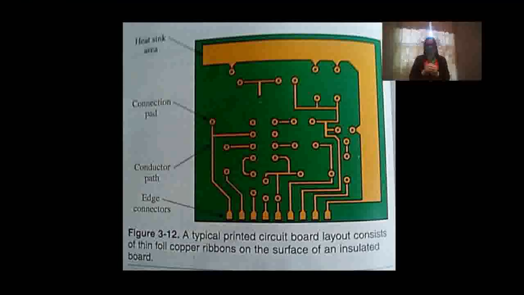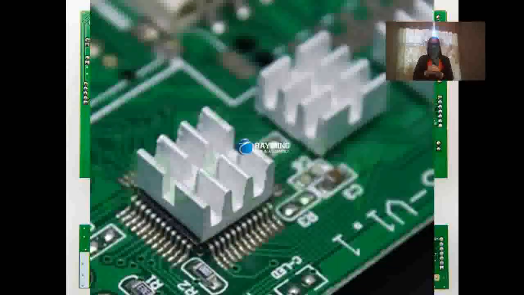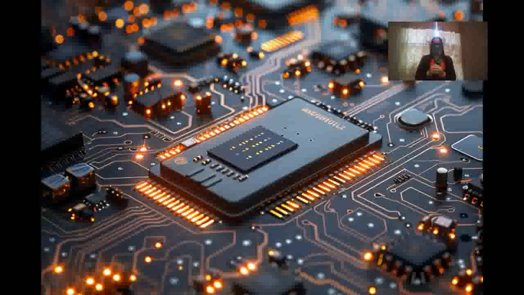Light-sensitive material covers the surface of the board. A negative of the circuit board layout is placed over the board. The board is then exposed to light and developed in a manner similar to that used in photography. After developing, the unexposed areas are washed away with a solvent. The exposed area, the pattern of the circuit, remains. The board is then etched as was described in the first method.